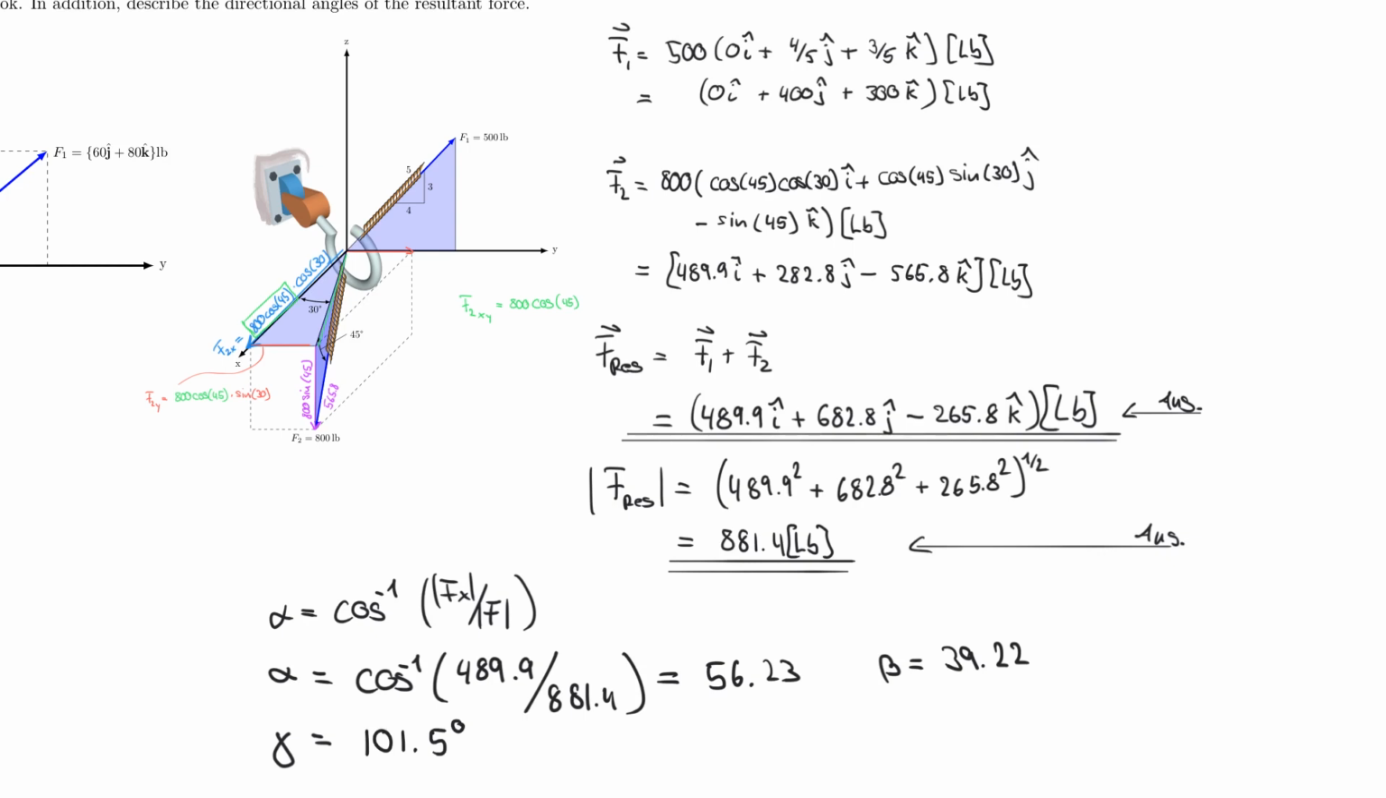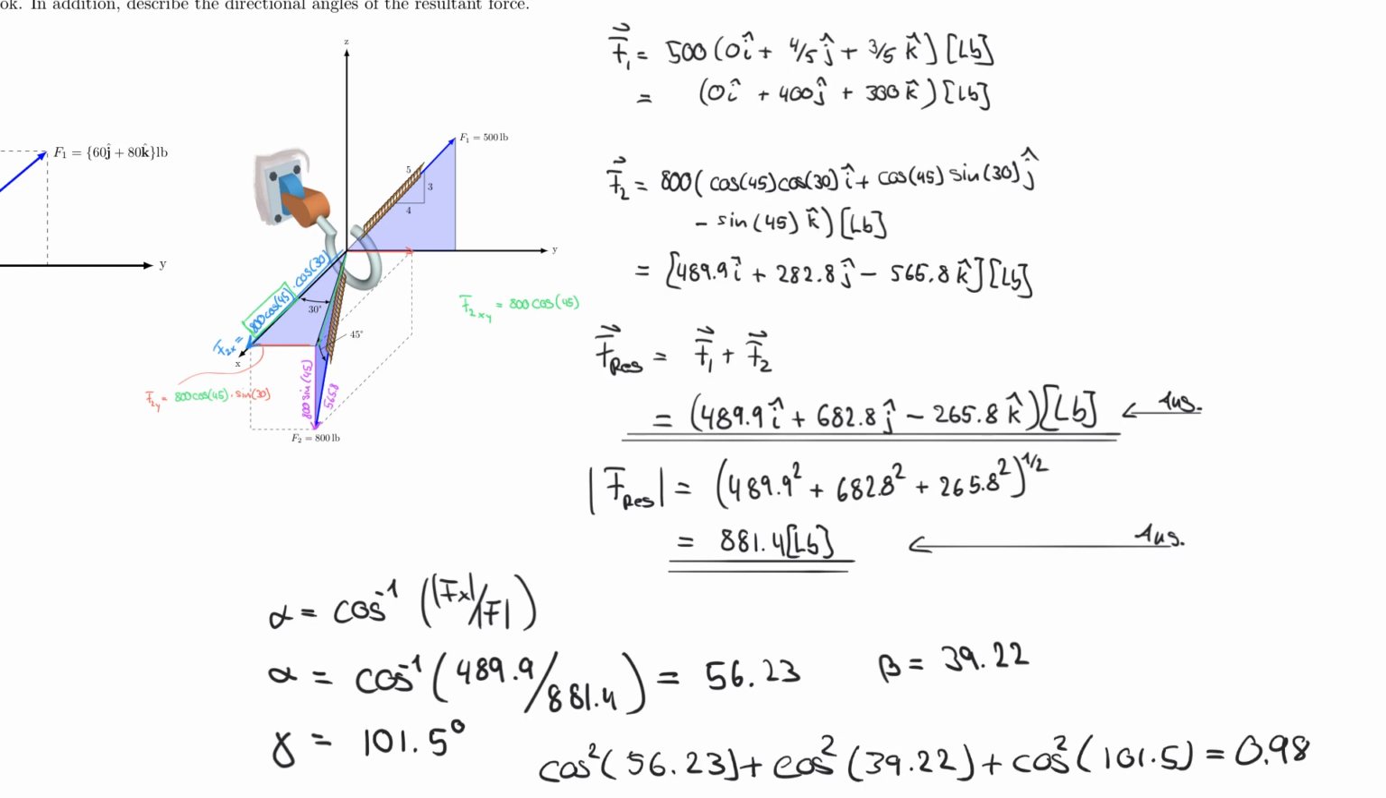In fact, you want to do your final conclusion or your final test, which is equal to cosine square alpha, so this is 56.23, plus cosine square beta, 39.22, plus cosine squared 101.5. And that needs to be equal to 1. I think this is equal to 0.9 something, 8 or so. But that is close enough to 1 so that we can be sure that we calculated the right value.